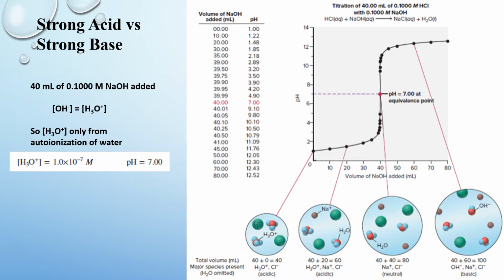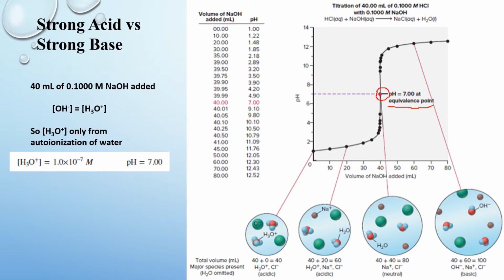Let's look at this point. This point represents when 40 ml of the sodium hydroxide has been added. This is a very interesting point because it represents the equivalence point. At this point, the number of moles of the proton is equal to the number of moles of hydroxide added. So that is actually the end point of our titration if we have an indicator in our system.